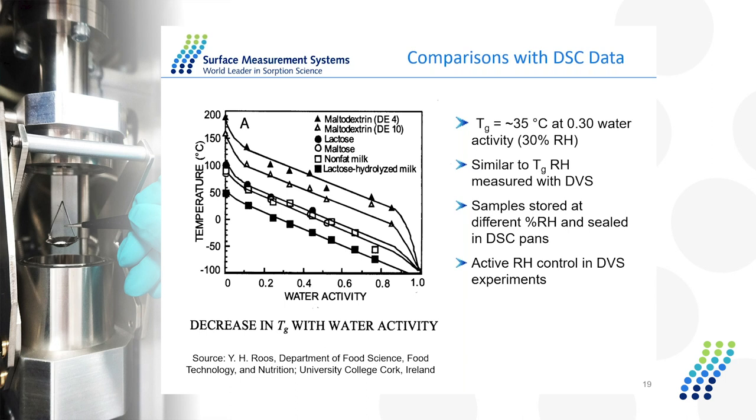Well, for the DVS method, we have a continuous control of humidity during the experiment. So the glass transition humidity obtained by the DVS method is more accurate in this case compared to the traditional method.